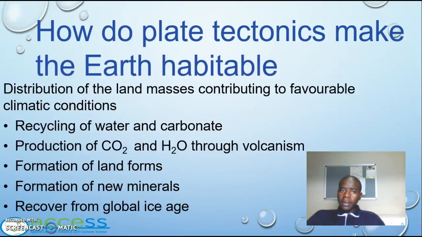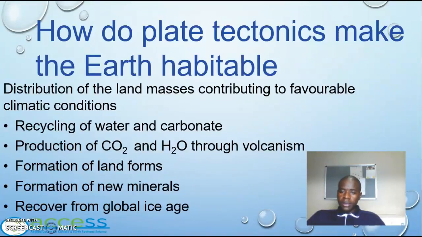How do plate tectonics make Earth habitable? Distribution of land mass, and recycling of water and carbonates. The carbonates that are beneath or on the floor of the oceans are transported to the upper surfaces when the plates move. Production of CO2 and H2O through volcanism is when activities such as volcanoes take place. Earthquakes also contribute to such events.